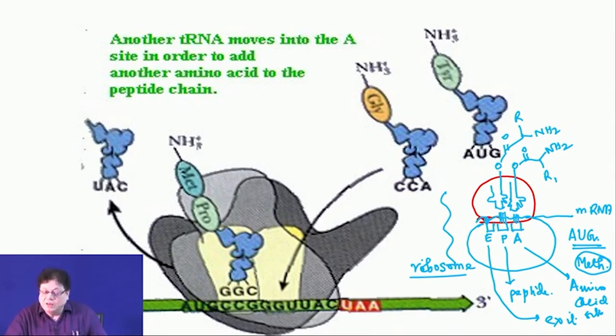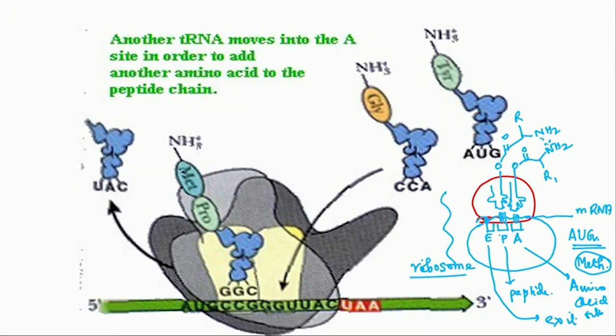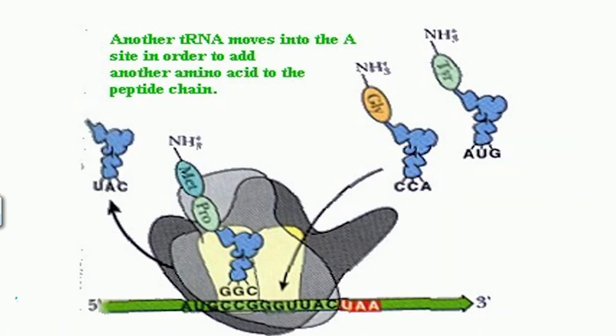So this methionine-containing tRNA will be the first one to bind to the P site, and then at the amino acid site, one of the tRNAs will bind depending on the codon next to AUG. Okay. Now there will be a reaction between the two. This reaction is nothing but a transacylation. So this NH2 comes here, attacks here, and this breaks. So what does it mean?